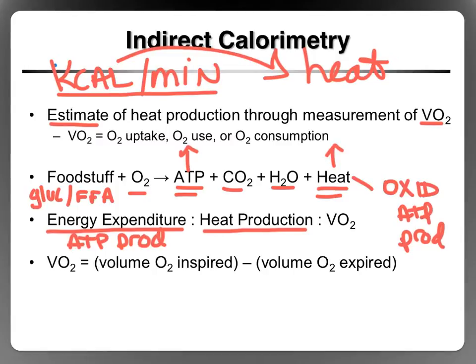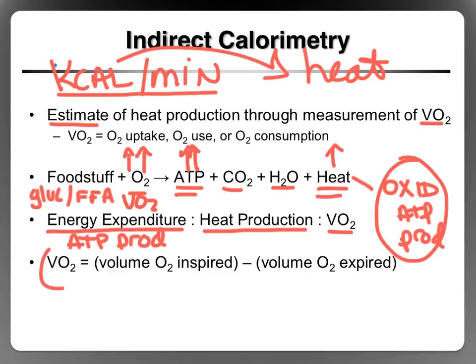So yes, there is a direct relationship between energy expenditure and heat production, but energy expenditure and heat production are also directly related to oxygen use. That's what this is, oxygen use, VO2. If we produce more ATP, it's because we're putting in more oxygen. So the only way to get more ATP from oxidative ATP production is to put in more oxygen. And it's easy to measure oxygen consumption.